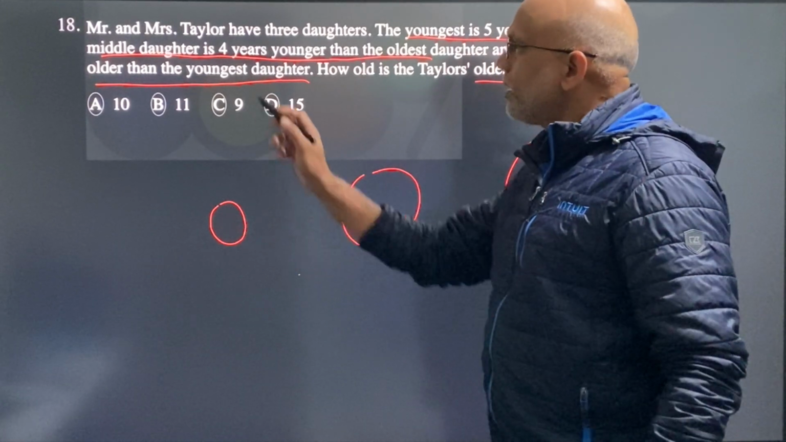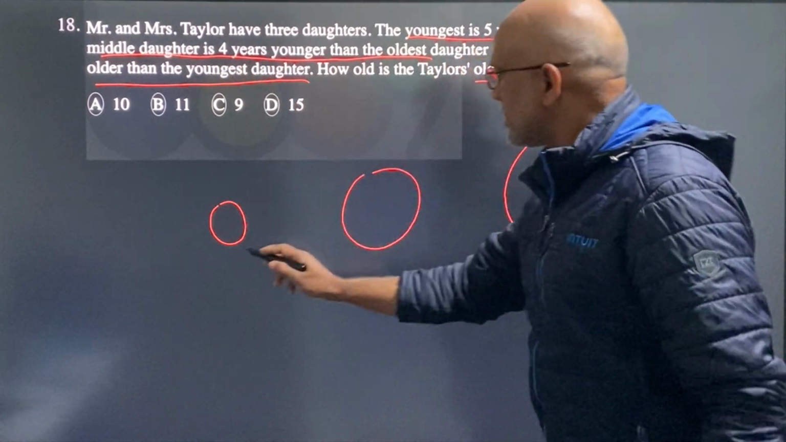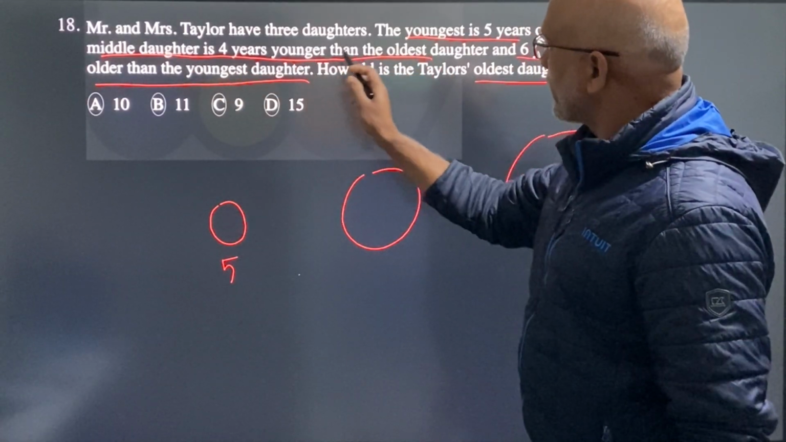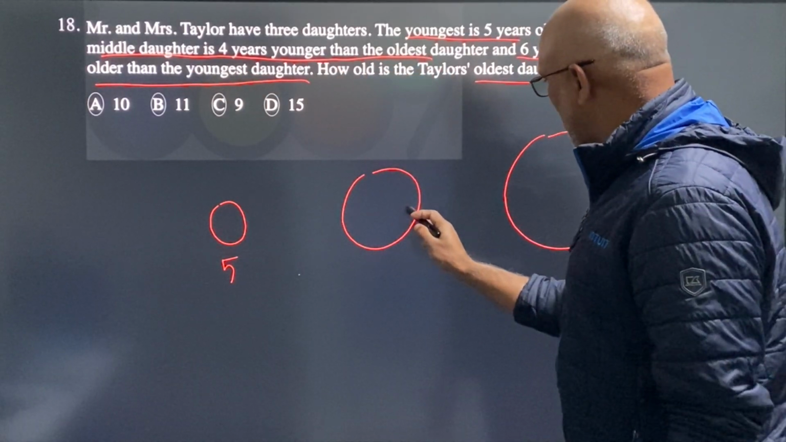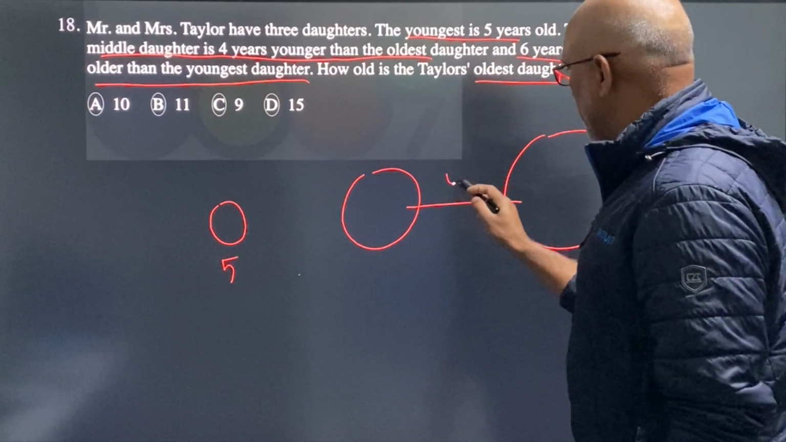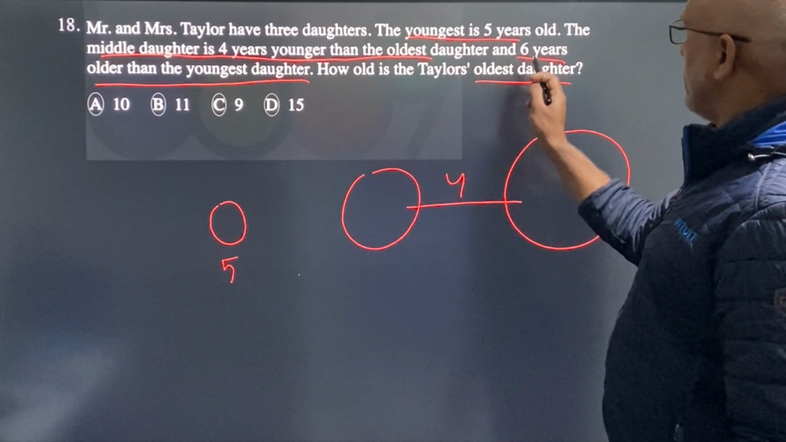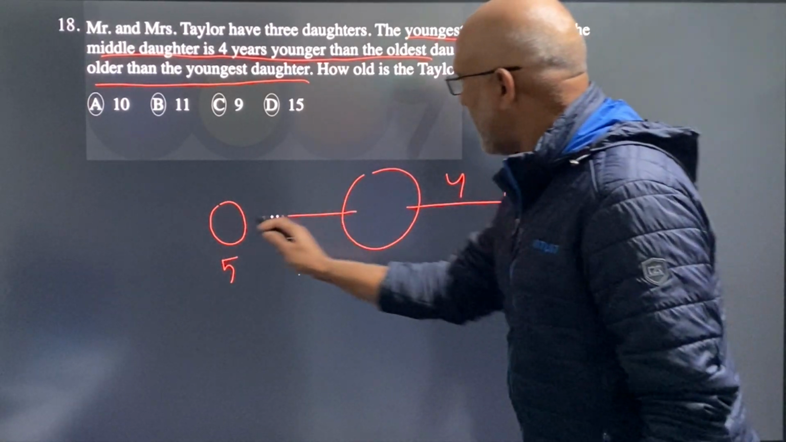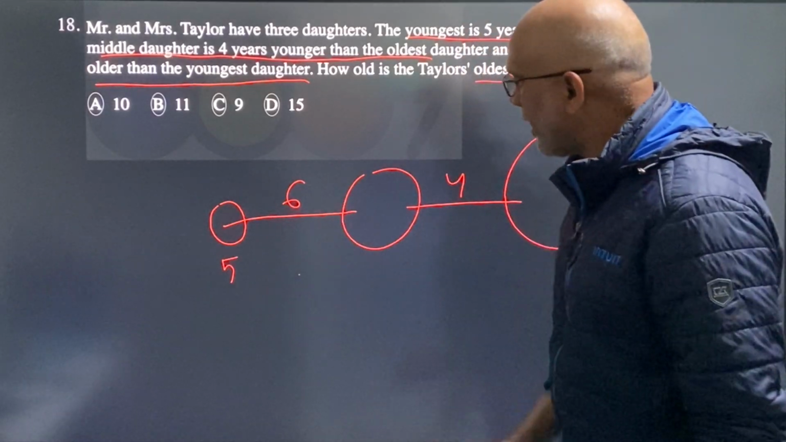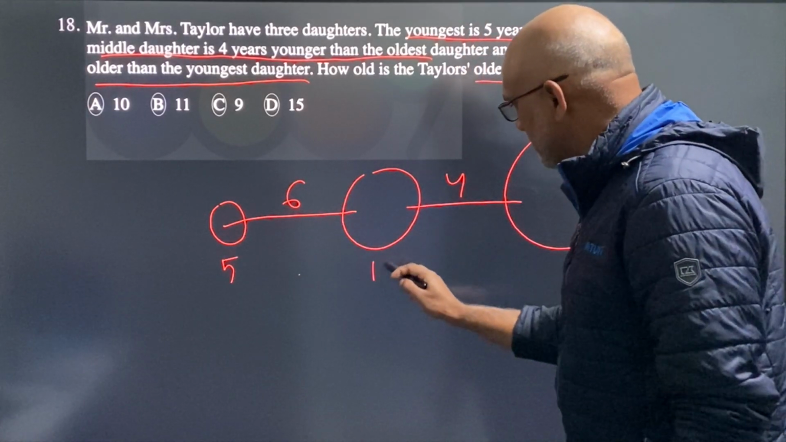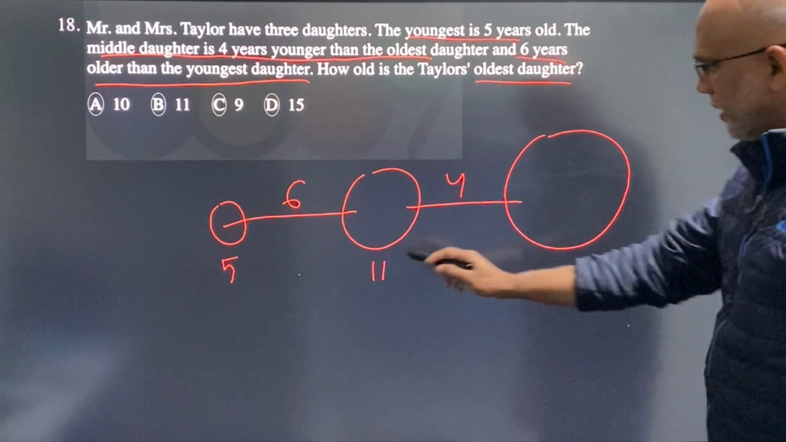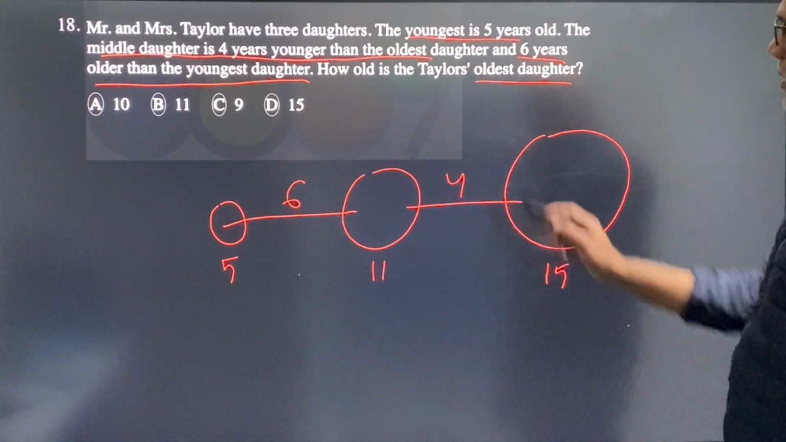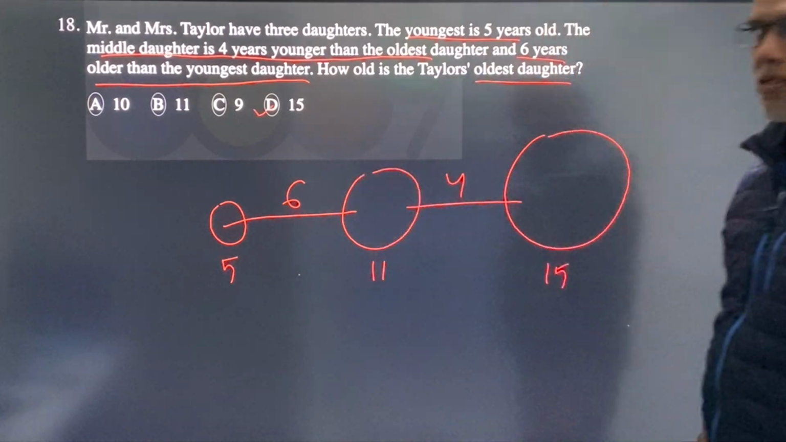Okay. Now, the youngest is 5. The middle daughter is 4 years younger than the oldest. So the age gap between these two is 4 years. And the middle daughter is 6 years older than the youngest. So this gap is 6. So 5 plus 6 is 11, the middle daughter. 11 plus 4 is 15, the oldest daughter. Then D is the correct choice.